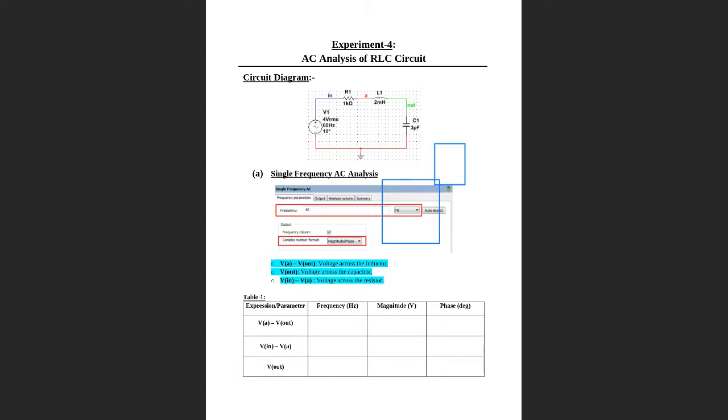Okay. And the value of the inductor is 2 millihenry. So double click this, change this to 2 milli. And the value of the capacitor is 3 microfarad. So double click this. We are supposed to use 3 micro. Okay, then complete the connections.